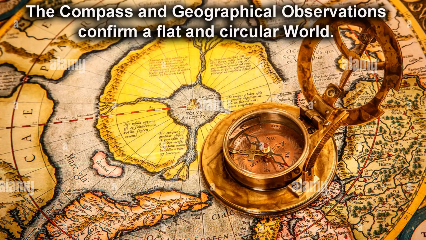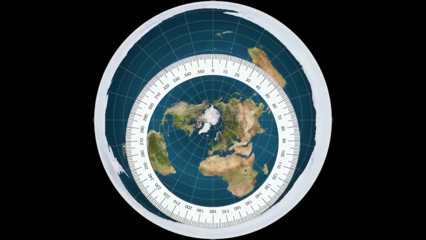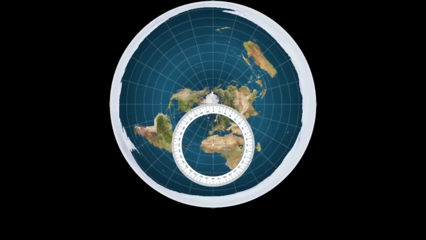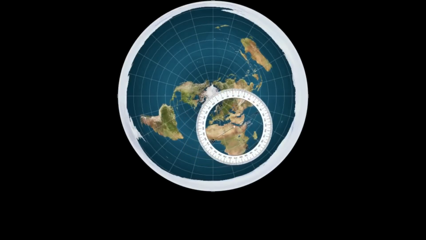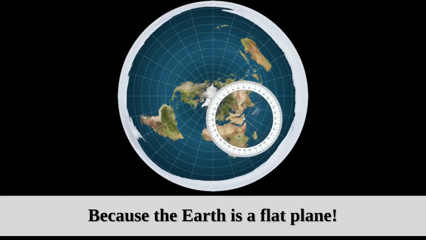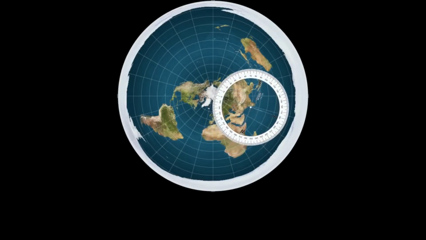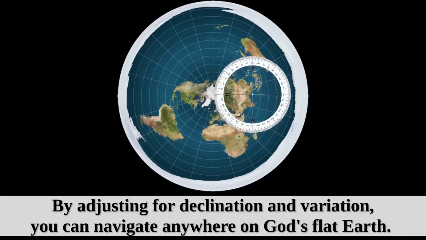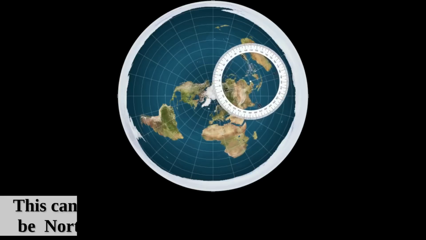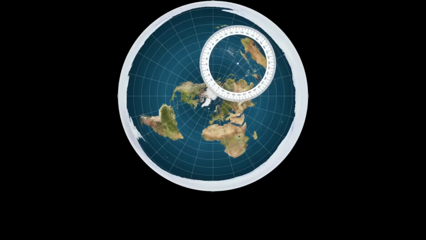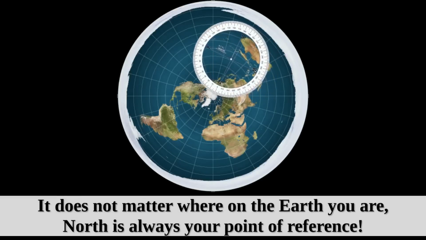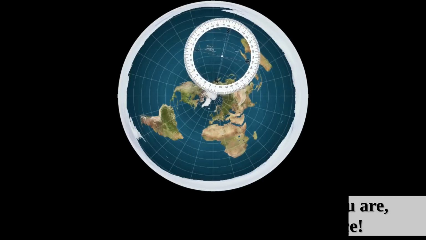Now we have seen up to this moment that both geographical observations and the compass confirm a flat and circular world. We have evidence of a circular Earth because bearings require the geographic North Pole in order to calculate a direction, because the Earth is a flat plane. By adjusting for declination variation, you can navigate anywhere on God's flat Earth. This cannot be done using the South Pole. It must be north. This proves that there is no South Pole. It does not matter where on Earth you are, north is always your point of reference.